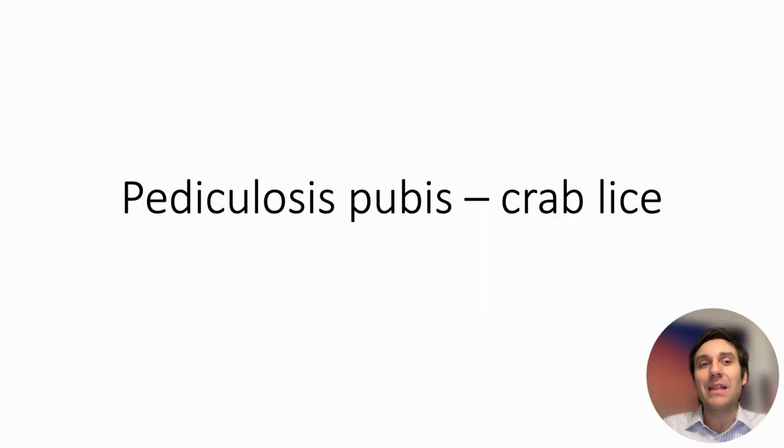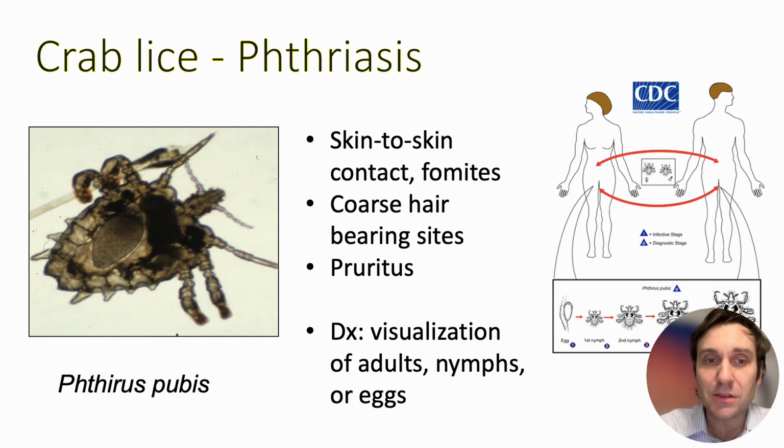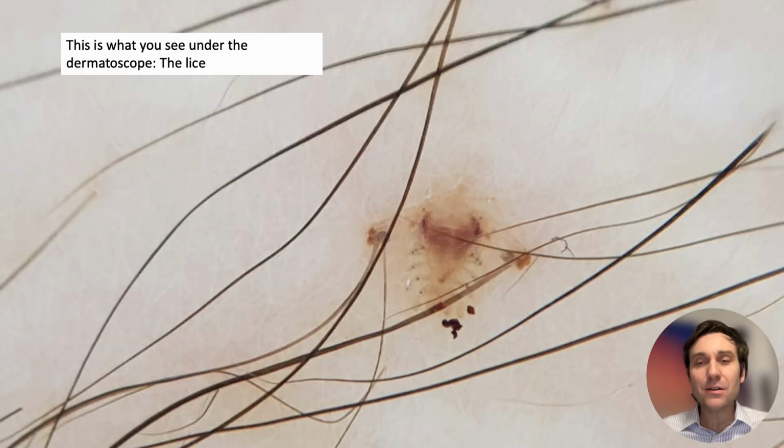Let's move now to crab lice or pediculosis pubis, right? Again, you know all this. I'm not going to focus on this. So just showing you that the classic diagnosis of crab lice was the direct visualization of the adults and nymphs or the eggs under a microscope. But look what happens with a dermatoscope. Boom, 1 second. Why do you need anything for this? You just see the lice here with your dermatoscope. So you don't need anything else, right?